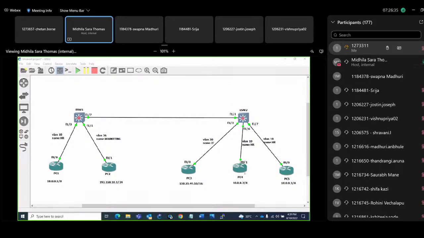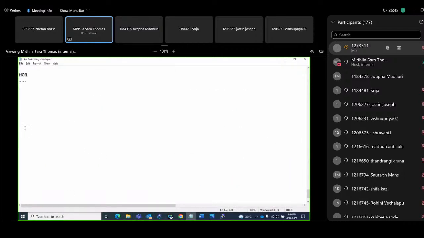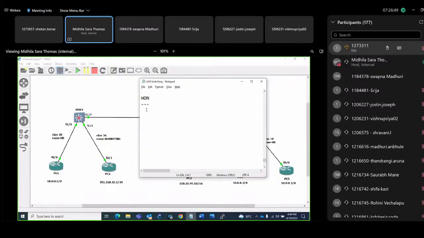Are you ready with pen and paper? I'm going to teach you how to do this VLAN configuration. Okay, fine. So, shall we begin? Please write it with me. Whatever I'm telling you, write it with me.